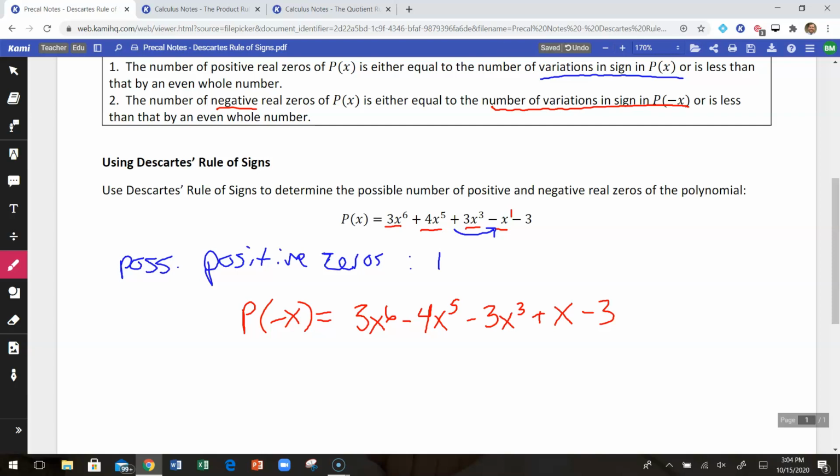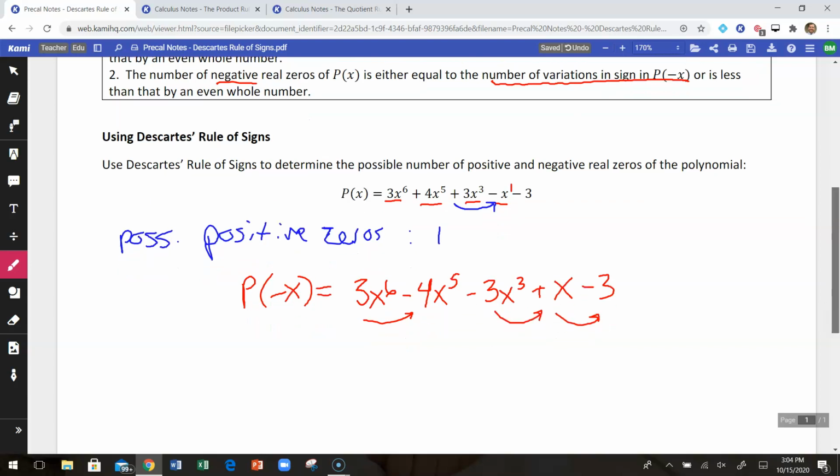And then I'm just going to count my number of sign changes. So in this case I have 1. Still negative, 2, change back to negative, there's 3 here. So the possible number of negative zeros is going to be that number of sign changes, which would be 3, or keep subtracting 2 from that number until you end up at 0 or 1, so it's going to be 3 or 1.